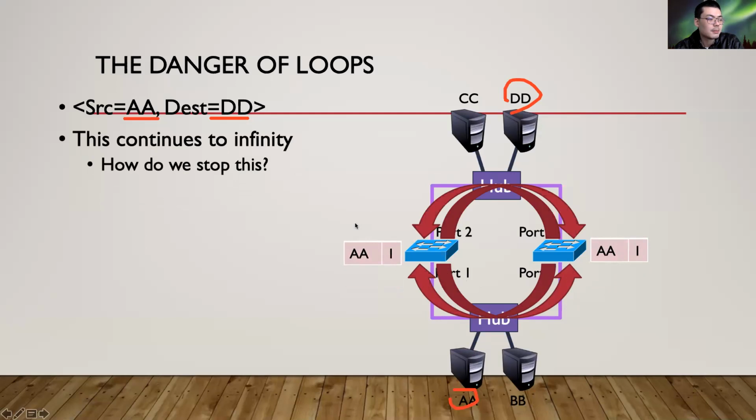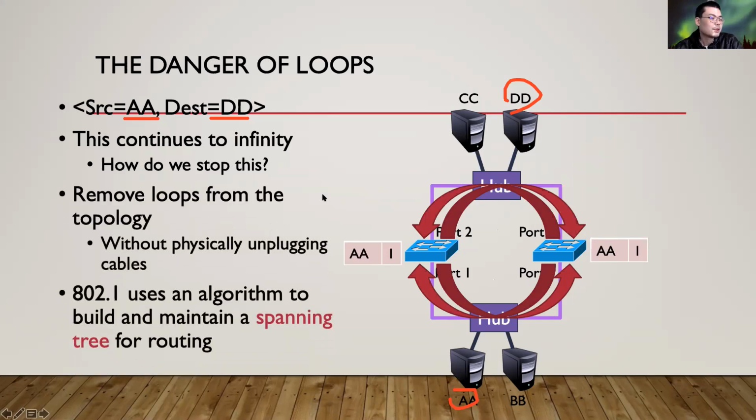In general, if you have a cycle, you will have this kind of damage. In this toy example, we only have one cycle, so the frame will just alternate between port 1 and port 2 forever, unless DD sends something. If DD sends something, then DD is known to be on port 2, and you will not send back to port 1 anymore.